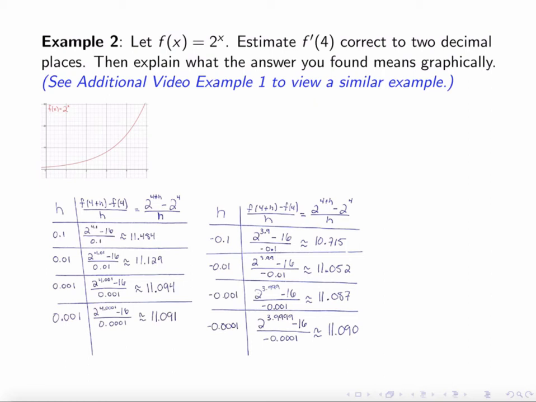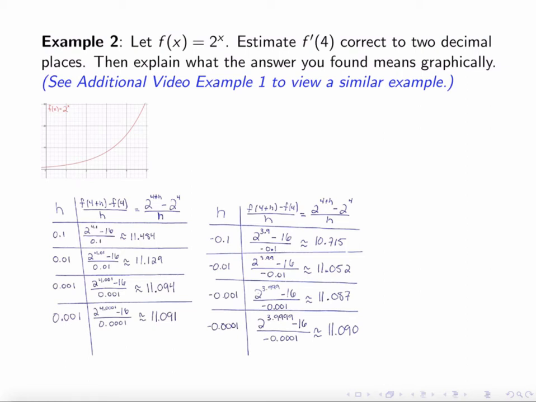So that means my answers have got to match for a small value of h and then a smaller value of h, to 2 decimal places, for me to know that I've gotten a small enough h to really capture what that limit is going to be. So for 0.001, when I evaluated the expression for the slope, I got 11.094, and for 0.0001, I got 11.091, and so to 2 decimal places, those are both 11.09, so I think I've gone far enough.